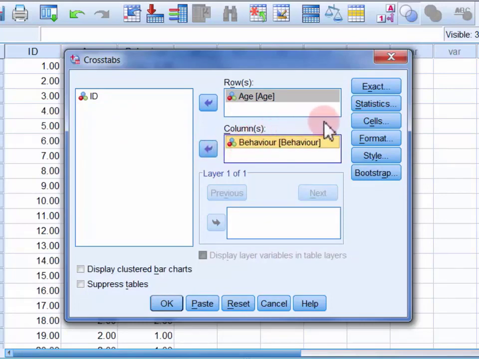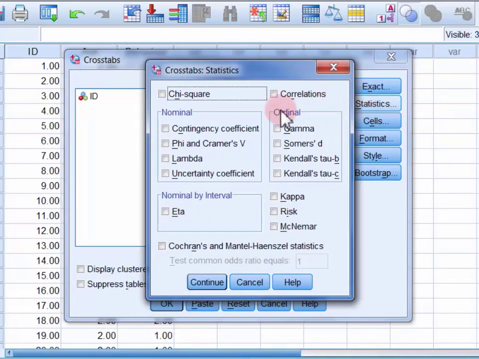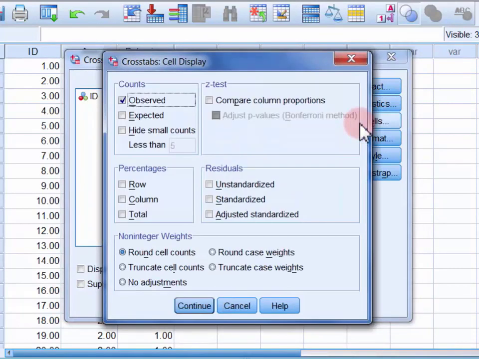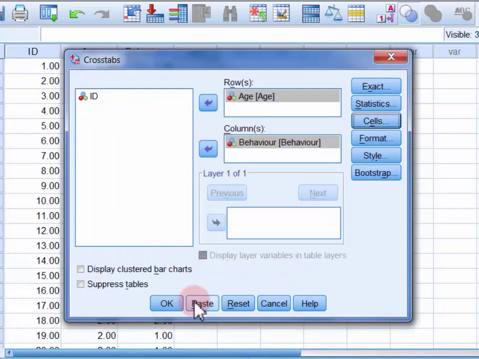In the Statistics dialog, select Chi-square and Cramer's V. Click Continue. In the Cells dialog, select Observed and Expected Counts, Row, Column and Total Percentages, and Standardized Residuals. Click Continue. Select Display Clustered Bar Charts, and now click OK.